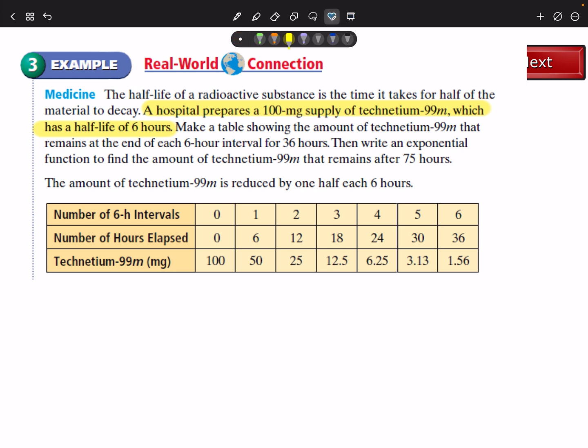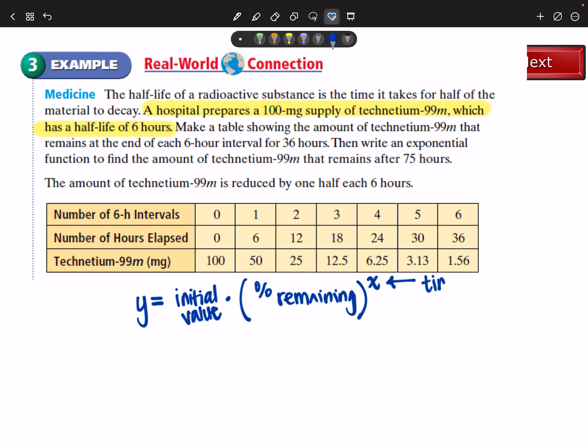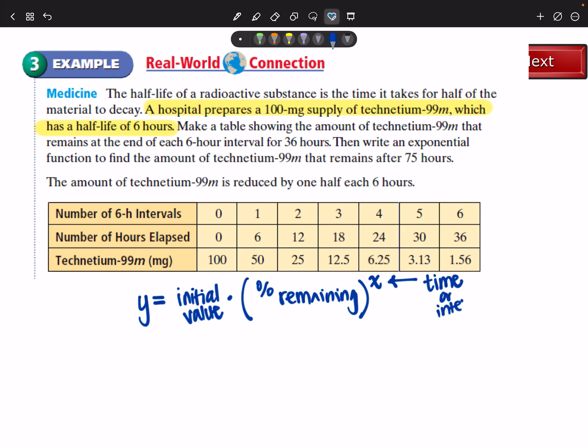So here we have the half-life of the radioactive substance. That means the amount that we lose is 50%. The amount that we retain is 50%. So let's remember that we have y equals, we have an initial value, and we're going to take that initial value and multiply it by the percent remaining. And then we're going to raise it to the x power. And in this case, it's going to be time, or it could be intervals.